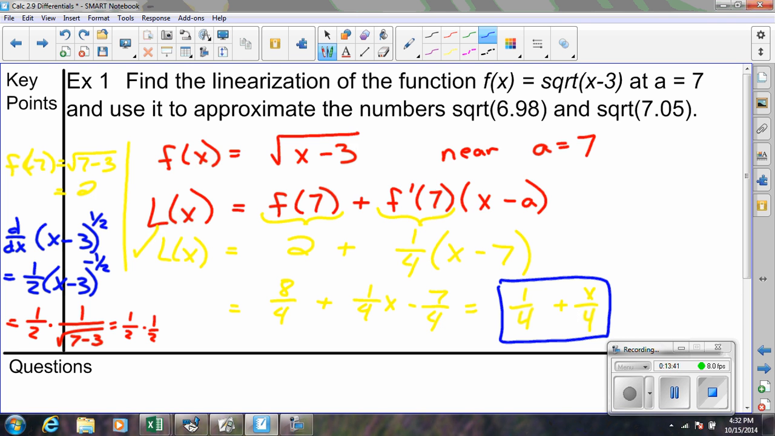Okay, so we've got all this stuff. In order to make some room, I'm going to erase some of these pieces, and then I'll rewrite our linearization, because we still have not used it to approximate the numbers. We've obtained the linearization that we were asked to do, but now we're going to use it. Well, I guess I won't erase. I'll just scroll down.